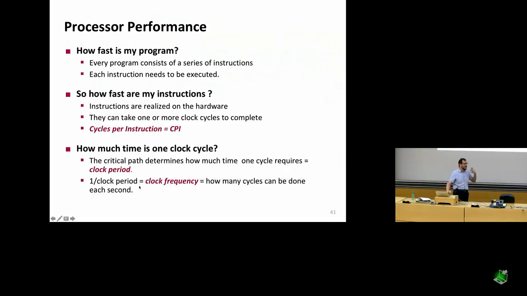Okay, but then there's also another part of the performance equation, which is how much time does one clock cycle take to execute? And in this case, remember the questions I asked earlier, the critical path of the maximum combinational logic delay determines how much time one cycle requires. This is called the clock period, and the inverse of this is the clock frequency. How many cycles can be done each second? These are basically inverses of each other. So if you have a 1 gigahertz machine, it means that a clock cycle is 1 divided by 1 gigahertz, right? Essentially 1 nanosecond. One clock cycle is 1 nanosecond in that case.